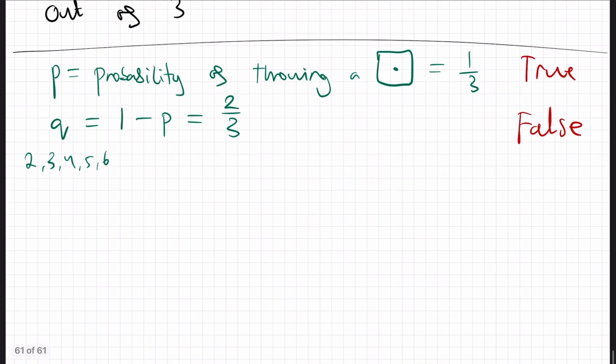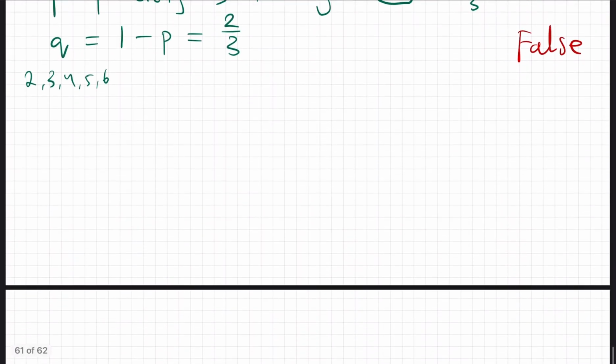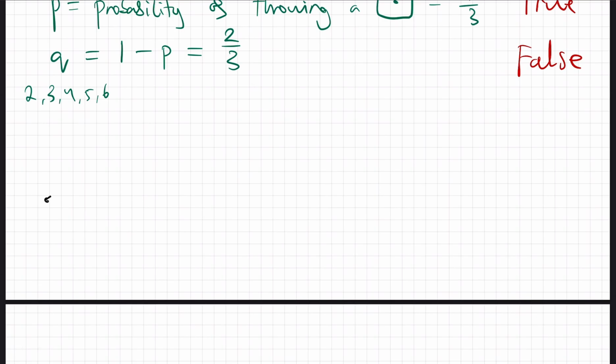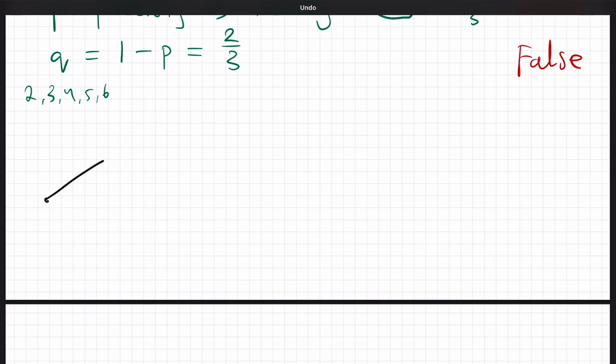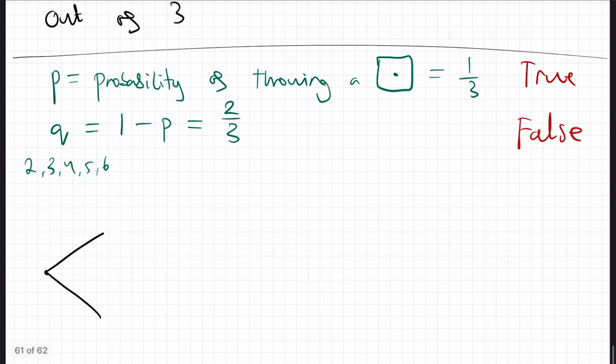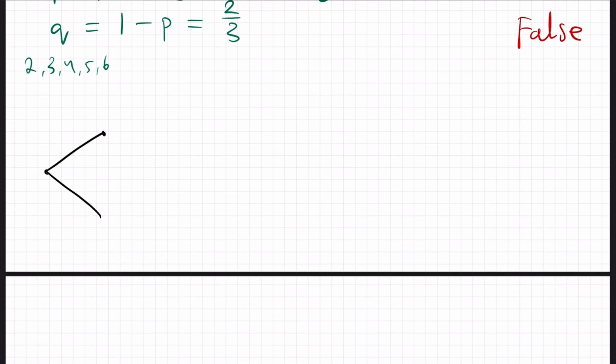So now we can actually get started with the tree diagram. Now, if we start over here, let's say this is the first row out of 3. So we can either get a 1, like so, or everything else.